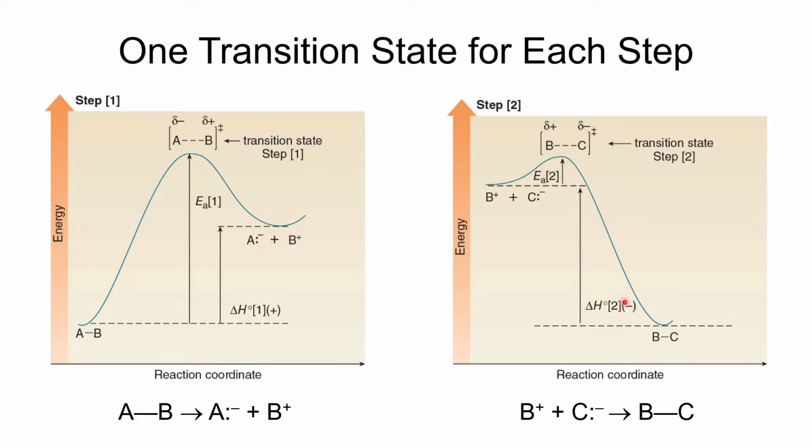You'll notice that the activation energy for this second step is really small. That tells us that the first step is going to be much slower than the second step. The bigger the activation energy, the slower the step. So we'll find that our first step is rate determining, and we'll see that when we put it all together, this will make more sense.